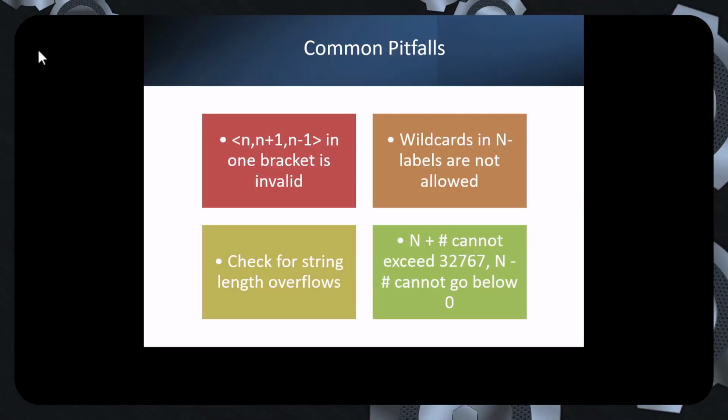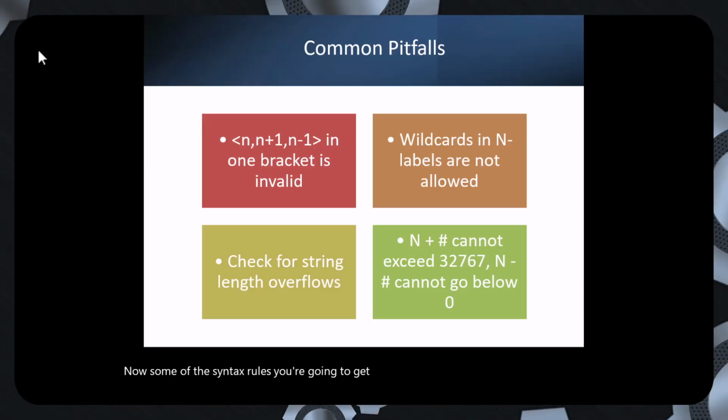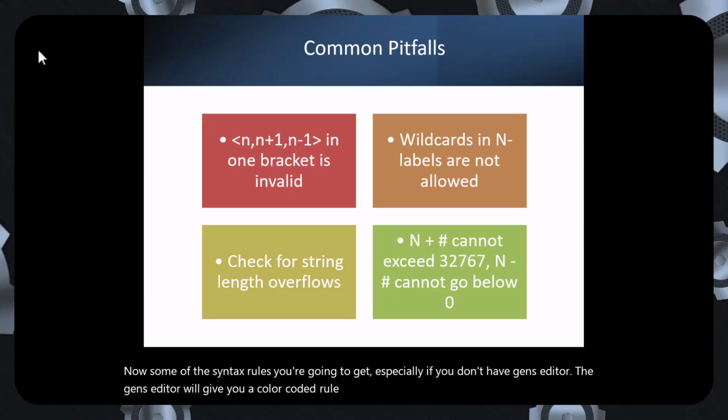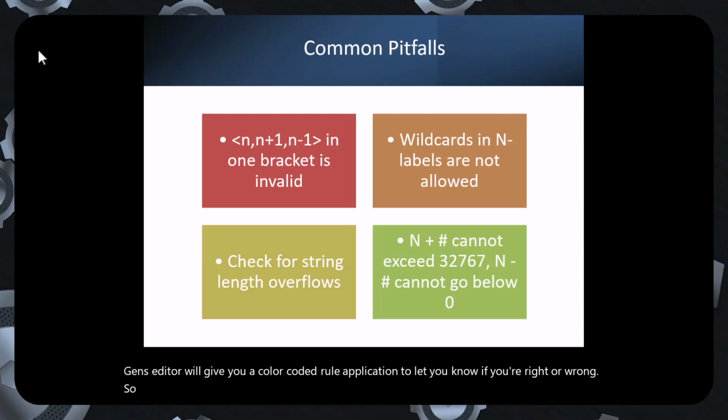Now, some of the syntax rules you're going to get, especially if you don't have Gens Editor, the Gens Editor will give you a color-coded rule application to let you know if you're right or wrong. So if it's red, then obviously you got to make some changes.